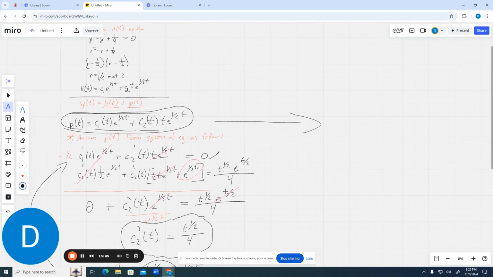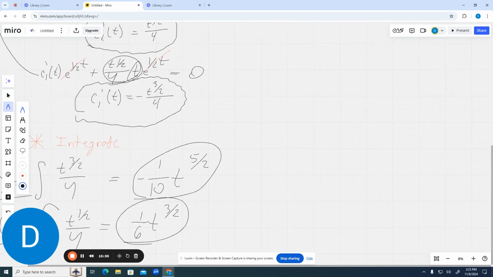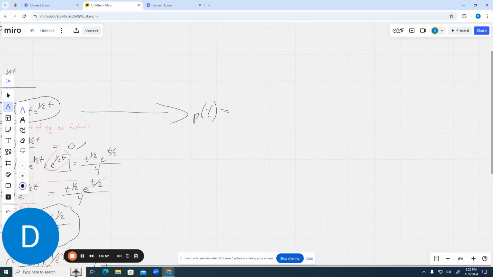We end up getting P of t equals, and we go back down, we look at our C1 and our C2, it's these things. So we can say that P of t equals -1/10 t to the 5/2 times e to the 1/2 t plus 1/6 t to the 3/2 times t e to the 1/2 t.